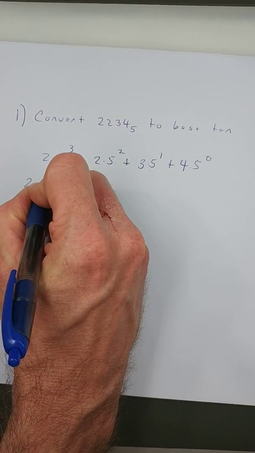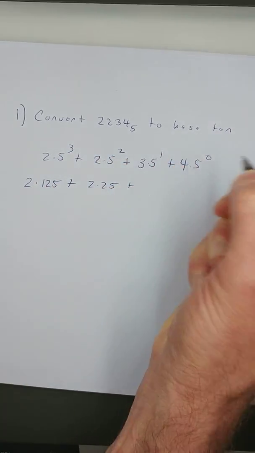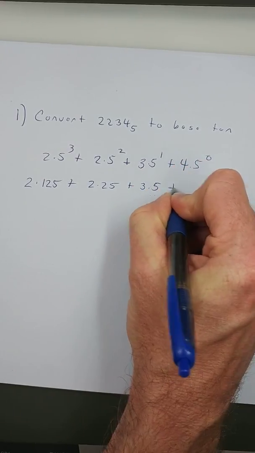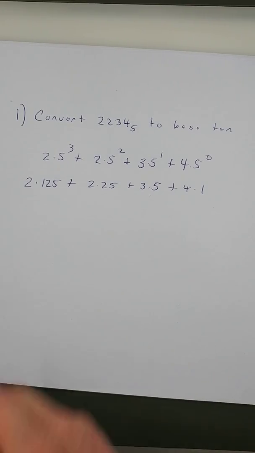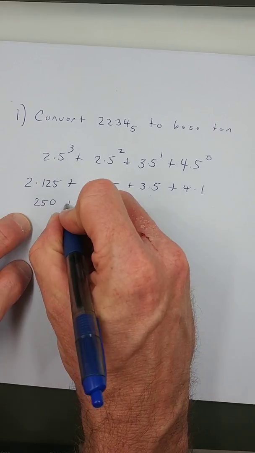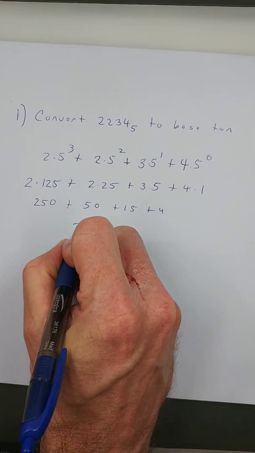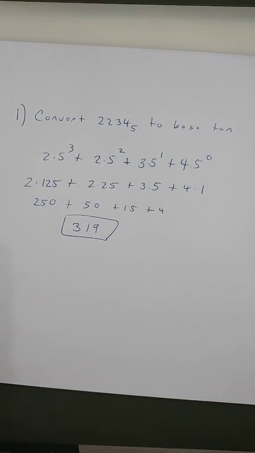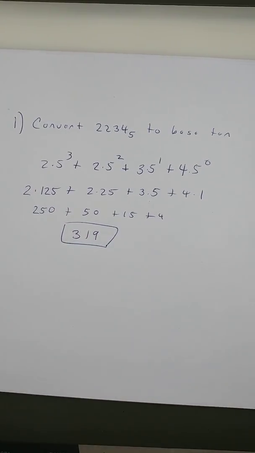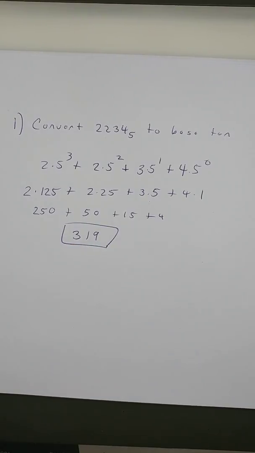So doing the computation, we'll get 2 times 125, 2 times 25, 3 times 5, 4 times 1. Then working it out, the computation is 250 plus 50 plus 15 plus 4, which will give you 319. That's 300 plus 15 is 315, plus 4 is 319. So that's converting a non-base 10 to base 10.